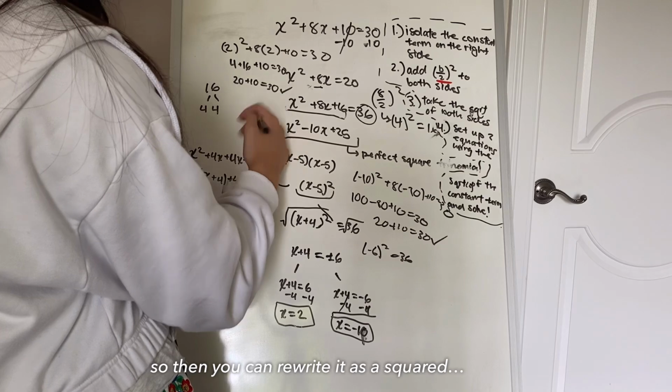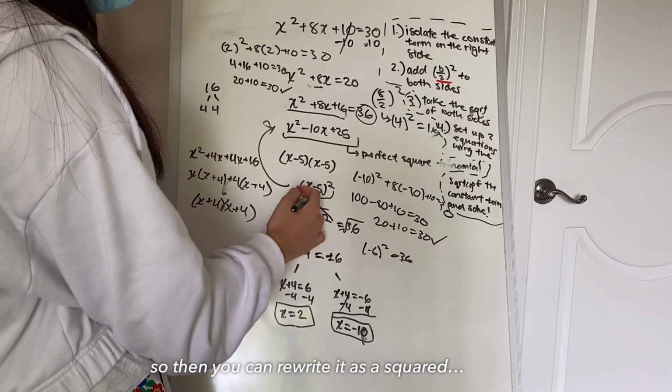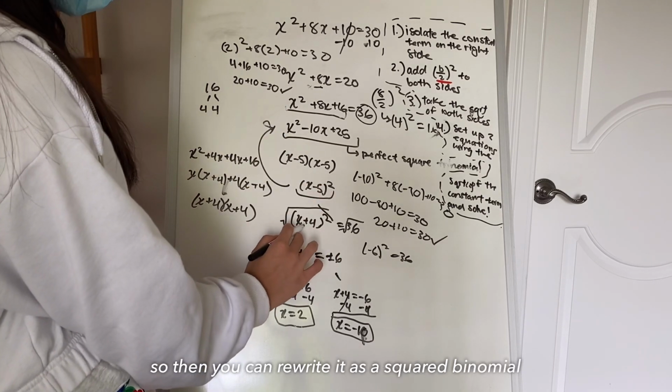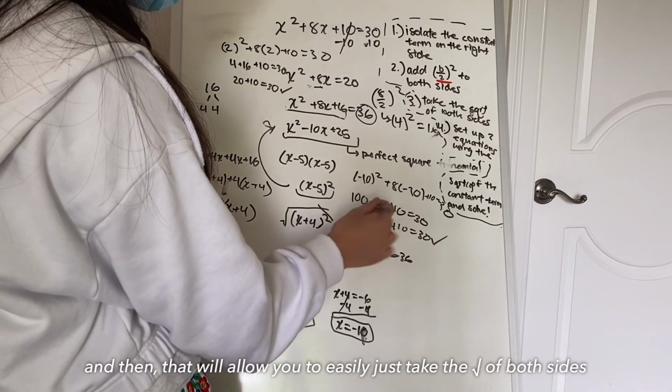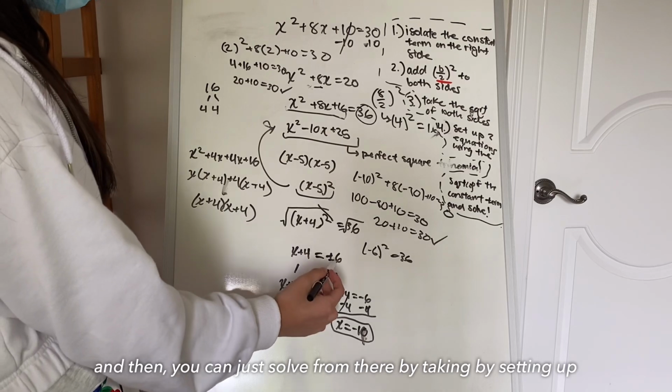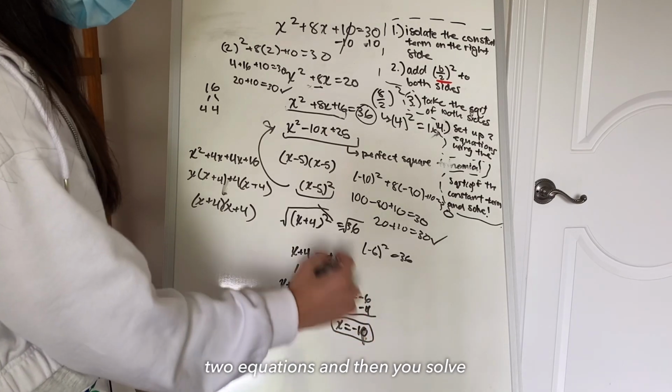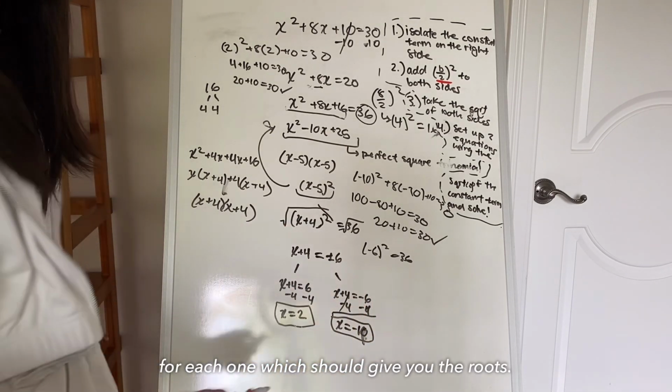Then you can rewrite it as a squared binomial, and that allows you to easily take the square root of both sides. Then you can solve from there by setting up two equations and solving for each one, which should give you the roots.